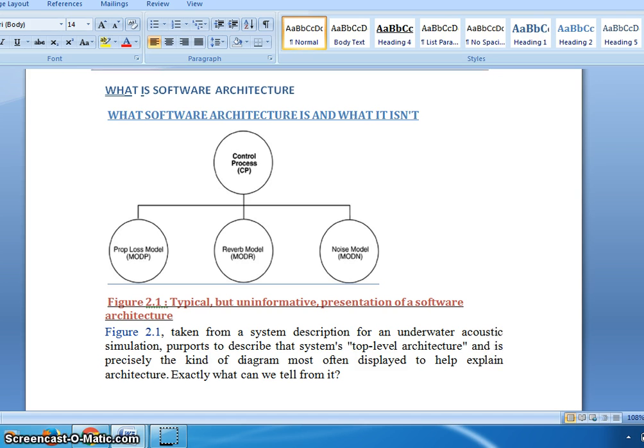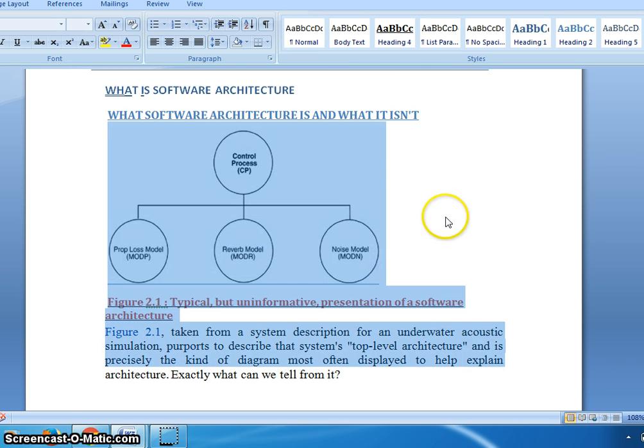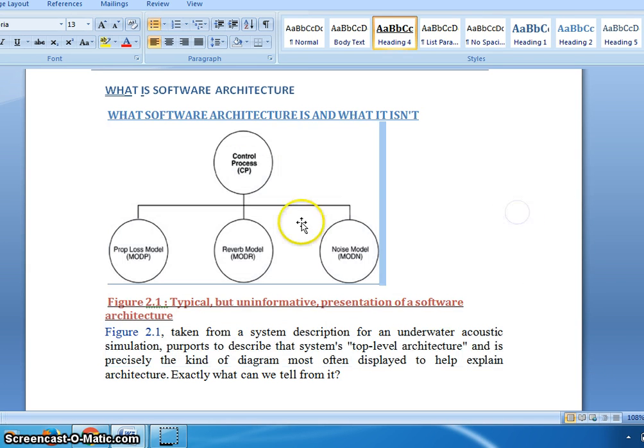This kind of diagram is called a top level architecture, because there are different levels here. This level you can call level 0, and this level you can call level 1. At level 0 there is 1 element, and at level 1 there are 3 different elements. You can see in this picture all elements are interconnected with each other, and they are named differently. The top element is called the control process, CP, and the remaining 3 models are called the prop loss model, reverb model, and noise model.